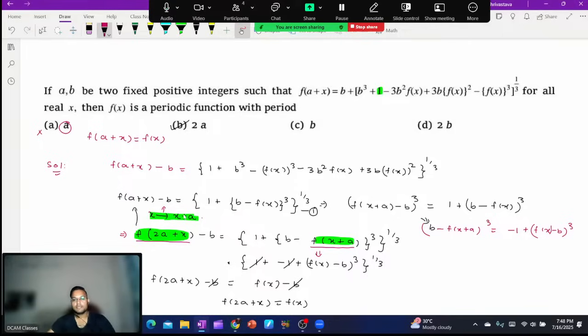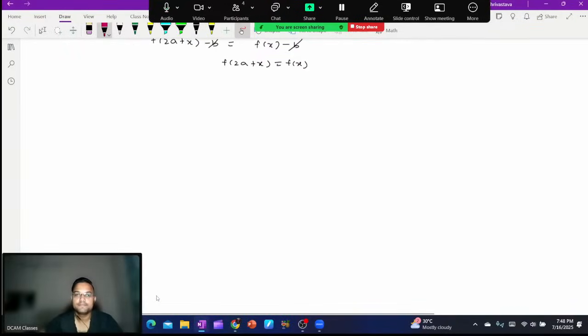After the first step, my substitution was putting x equal to x plus a here. So I got the relation f of 2a plus x is equal to f of x. That means that 2a is the period of the function f of x. Understood? Yes. This was a bit tough.